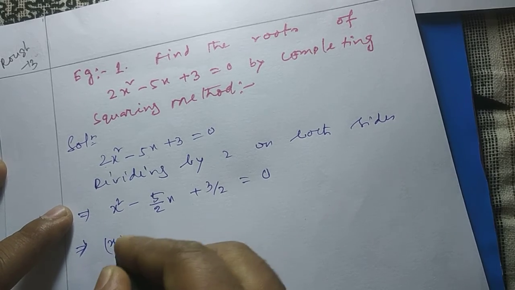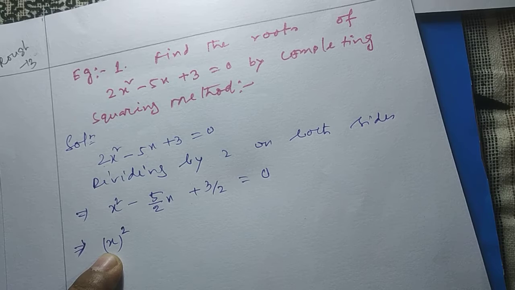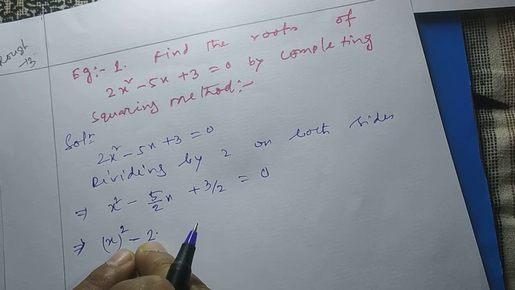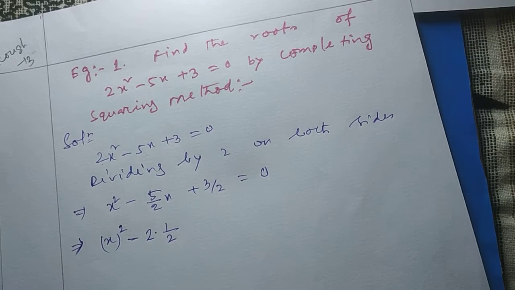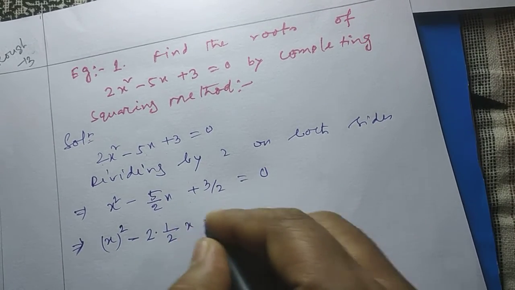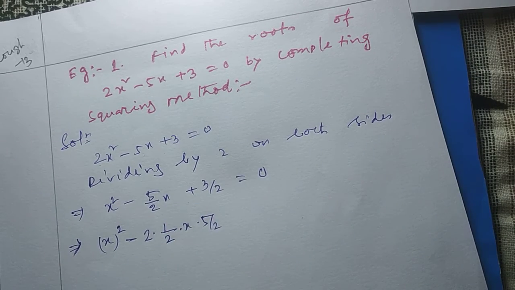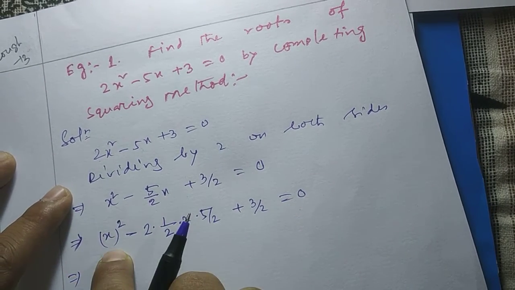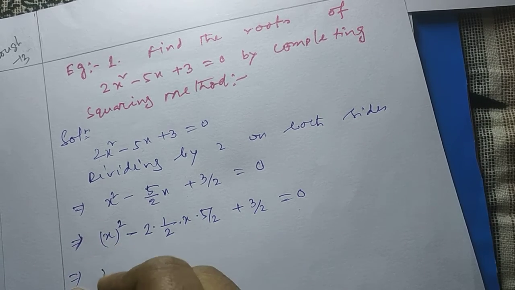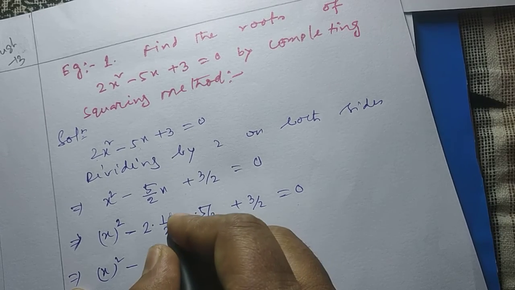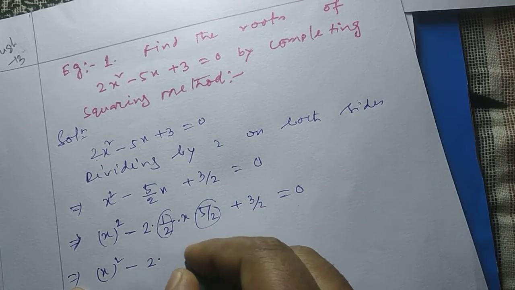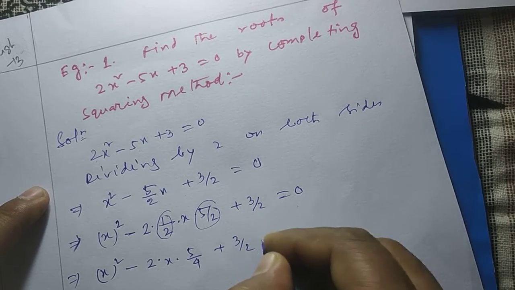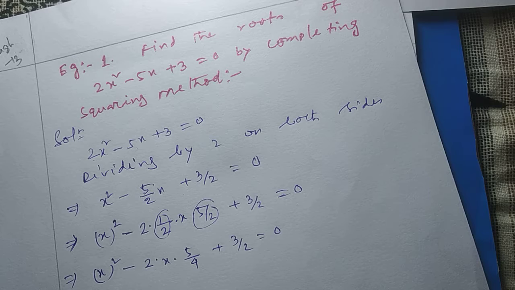Now this x square can be written as x whole square. Now it will be working as a square. Minus, let us bring 2 forcibly, but there is no 2, so we have to balance. At the same time put 1 by 2. Now put x as it is and 5 by 2 as it is. Understood? Plus 3 by 2 as it is equals 0. Now here this x square will be working as a square, means x whole square minus 2. Now multiply 1 by 2 and 5 by 2, it becomes 5 by 4, and write x as it is. Plus 3 by 2 as it is equals 0.